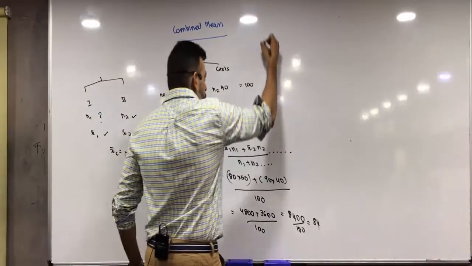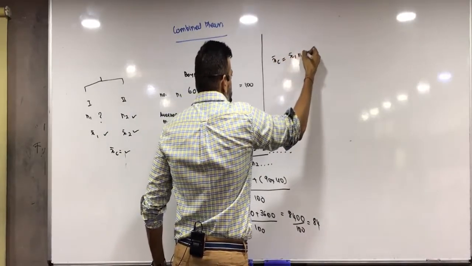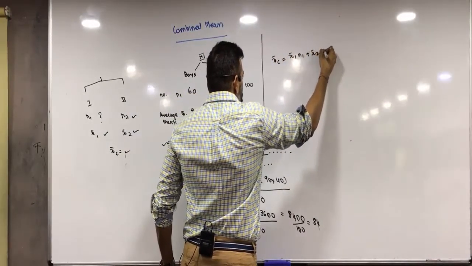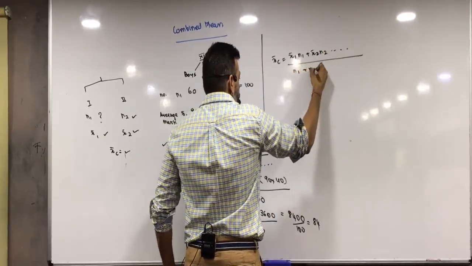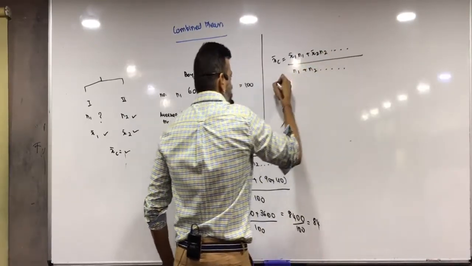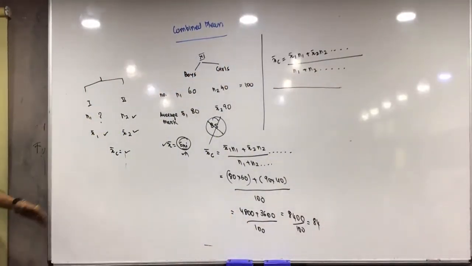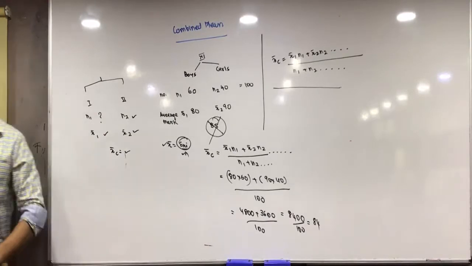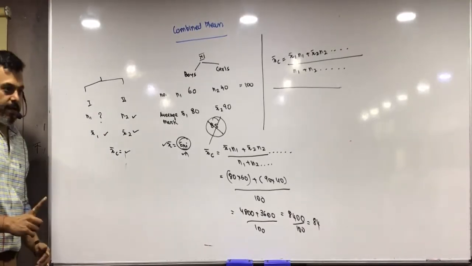Okay. So the formula for combined mean is x bar c is equal to x bar 1 n1 plus x bar 2 n2 upon n1 plus n2. Likh lo ye. You also write this sum in parallel so that you understand. Be extra careful in exam.